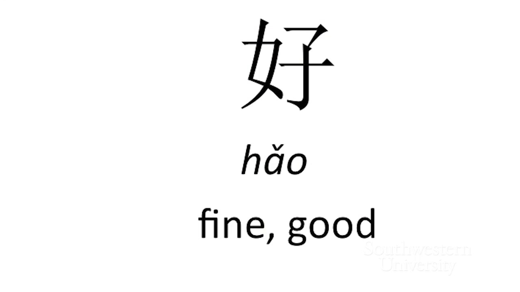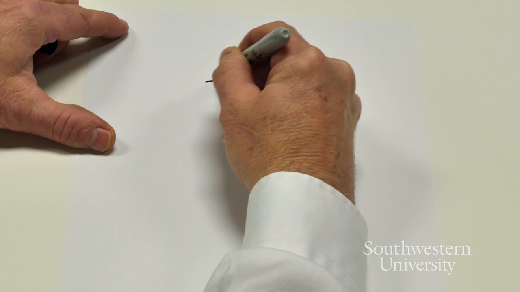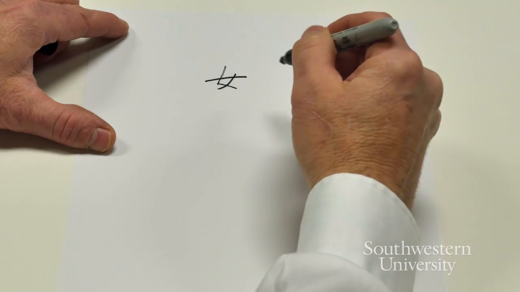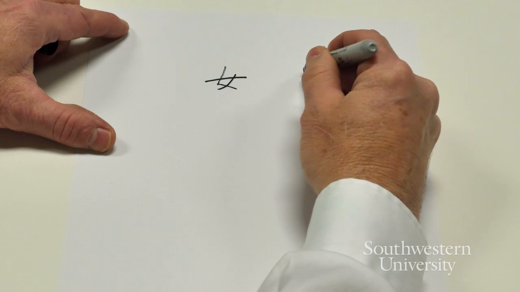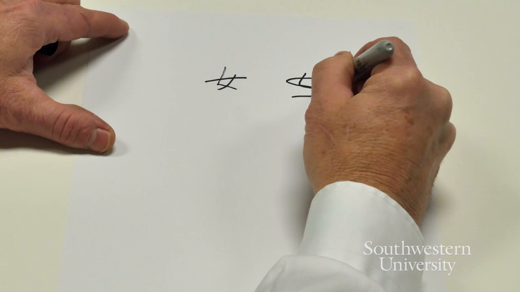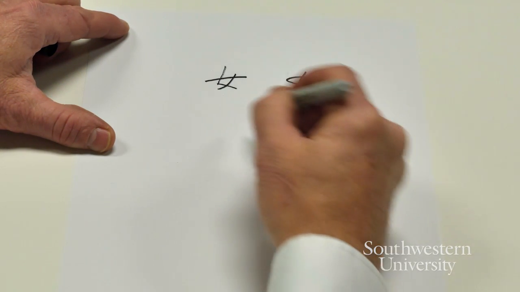The next character is hao. Hao is also composed of two components. The first component is woman. You want to do that order in this way or you'll write it incorrectly. Originally, it is a depiction of a person kneeling with her arms crossed, something like that. So over time it came to be written like this.